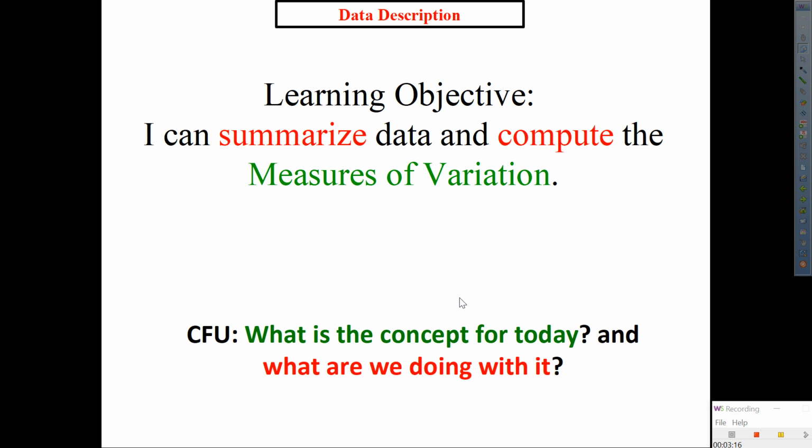And our objective for today, I can summarize data and compute the measures of variation. Measures of variation. You're like, oh, that's new. Yeah, I know, right? All your educational career till now you've been hearing about measures of central tendency, and now we're going to switch it up a little bit, yeah? Yes, Mr. Q. All right. So main idea for today, main concept. Tell your neighbor the main concept for today. Yeah, measures of variation, yes. Once again, we're going to summarize and compute.